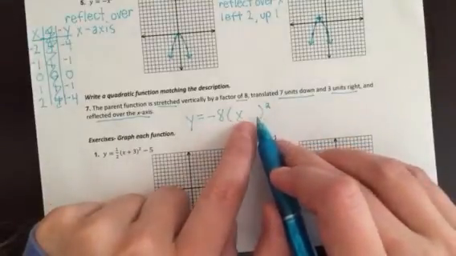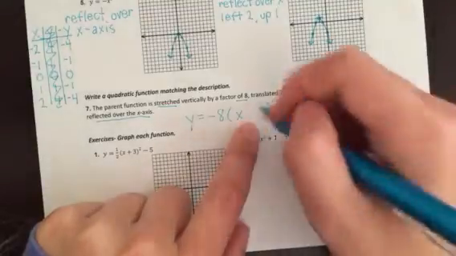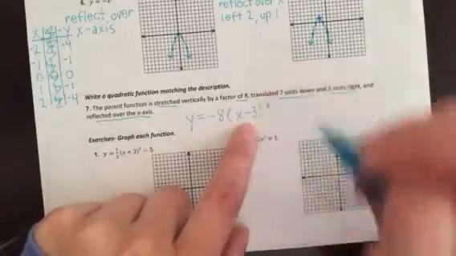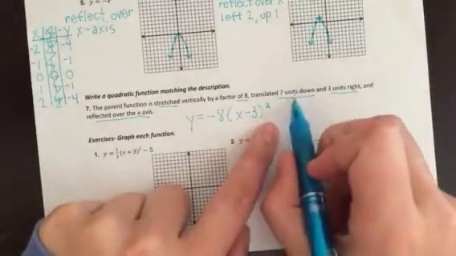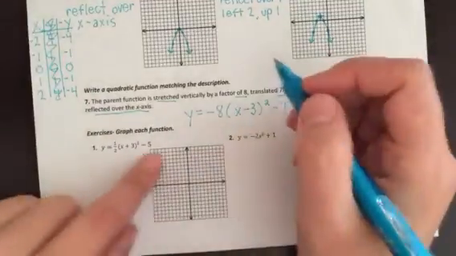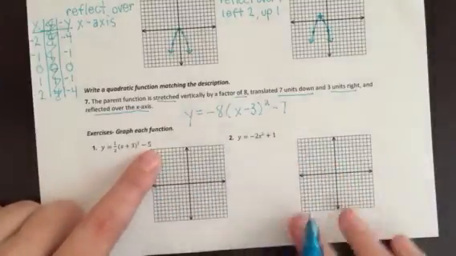What goes in here is either left or right movement, so that's this guy. So 3 units right means not plus 3, but minus 3. And then last but not least, 7 units down, that's going to be a minus 7 tacked on the end there. So that's your equation going backwards from the words.